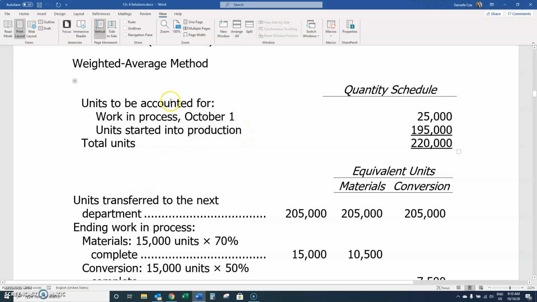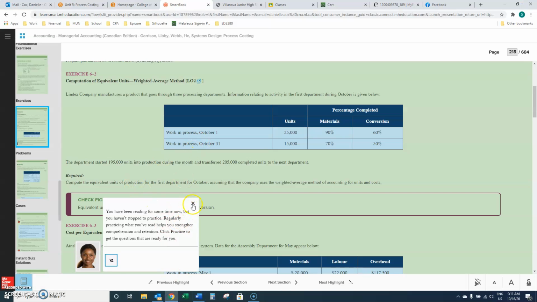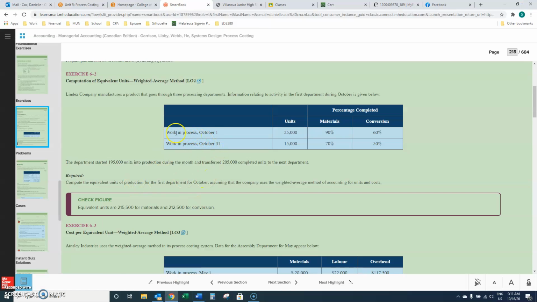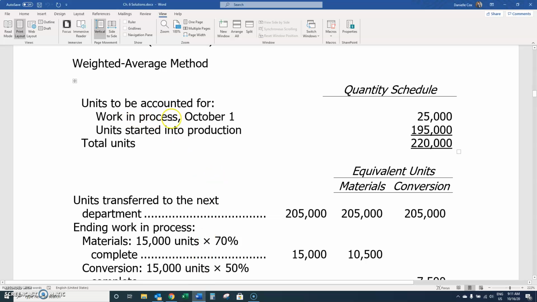So the first thing we have to do is units to be accounted for. So what we're looking at here is how many units are there that we need to determine what happened to. So if we look back, at the beginning of the month, there were 25,000 units. And then during the month, they started another 195,000 units. So at the beginning of the month, there were 25,000. They started another 195,000. So there's a total of 220,000 units.